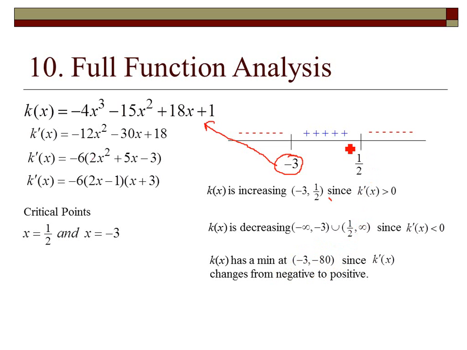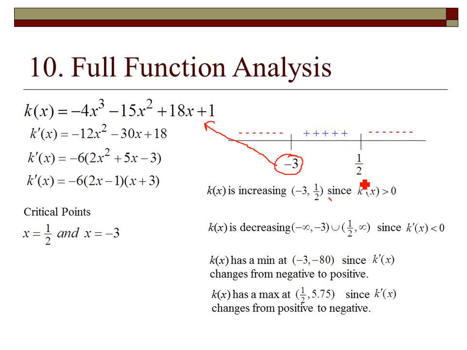We have a relative max, derivative change from positive to negative over here at 1/2. So I take 0.5, plug it into the equation, I'll get 5.75. So I have relative max at 1/2, 5.75. And my reason is since k prime changes from positive to negative. So don't forget your reasons on each one of these. Okay, so now we're going to plot this information.